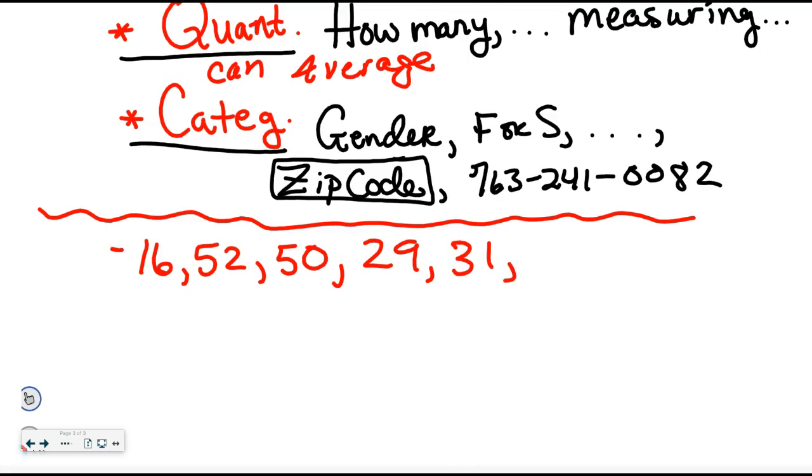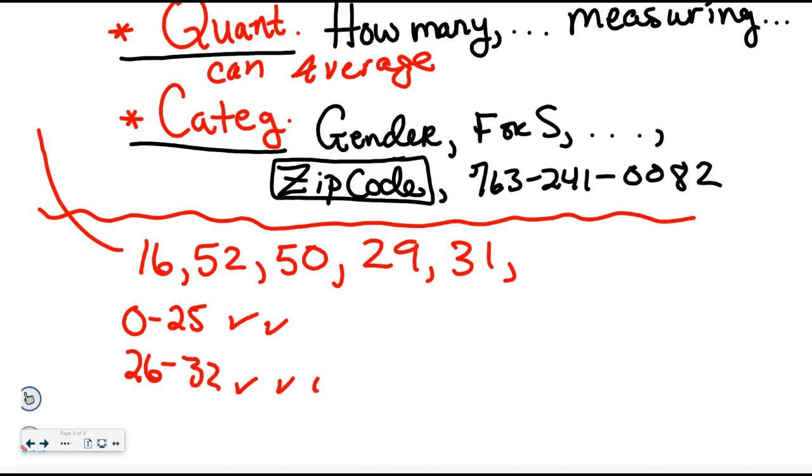So kids in class, when we talked about this, wanted to say it was quantitative, and it is, except in that problem, they were putting them into categories of 0 to 25, 26 to whatever. So because we were categorizing them, it actually goes here.